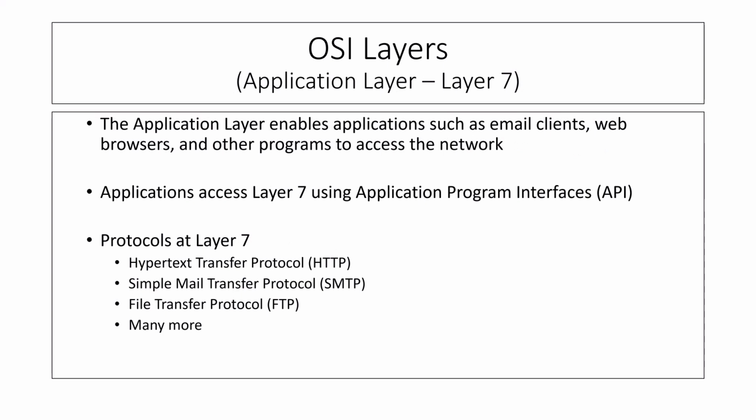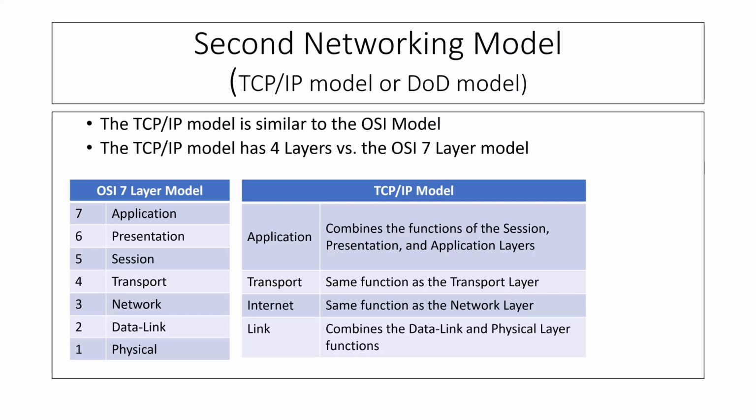Layer 7 is our application layer. The application layer enables clients such as email clients, web browsers, and other programs to access the network. It does this using an application program interface, or an API. Protocols at layer 7 are Hypertext Transfer Protocol, HTTP, Simple Mail Transfer Protocol, SMTP, and the File Transfer Protocol, FTP. There are a lot more, and we will discuss a lot of these in later chapters.